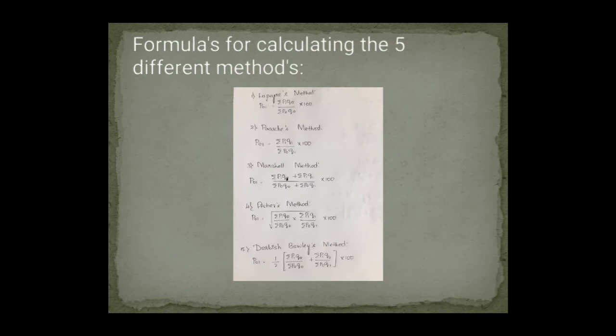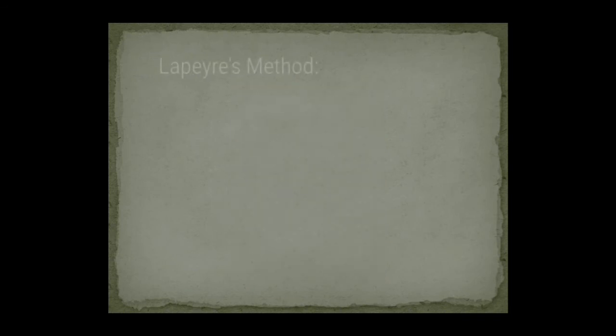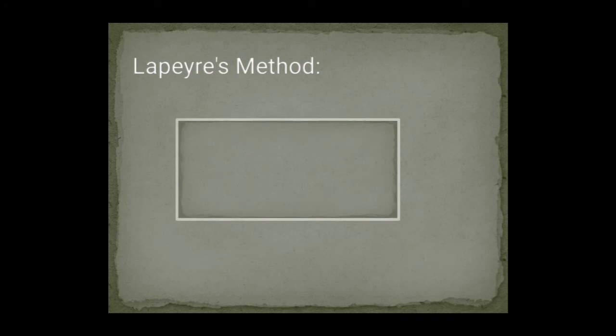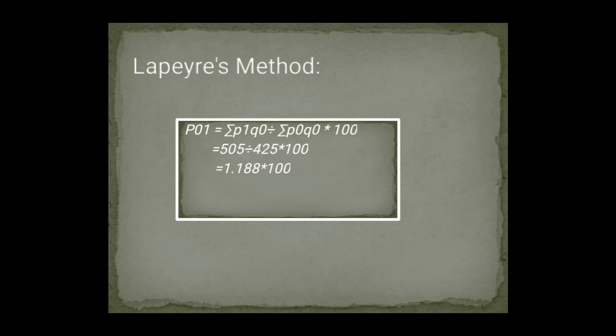So let's solve it one by one. First, Lapierre's method. So what's the formula? The formula is P01, that is price index, is equal to sigma P1 Q0 divided by sigma P0 Q0 into 100. So we have calculated in the table, we got sigma P1 Q0 as 505 divided by sigma P0 Q0 as 425. So we have to divide it, we get 1.188 and we have to multiply it with 100. So we get 118.8.